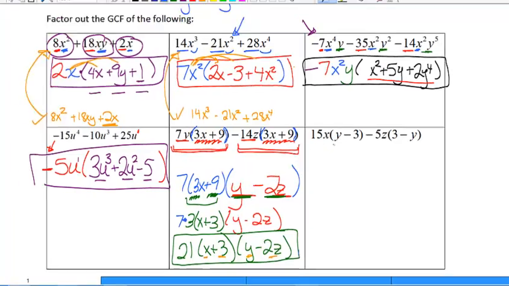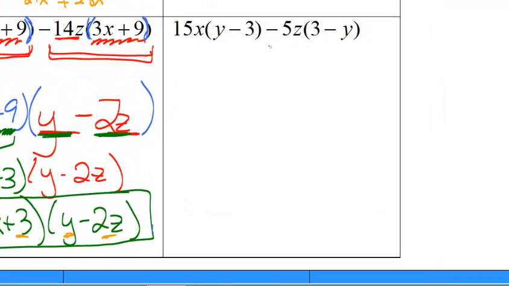On the next problem, we have 15x times the parentheses y minus 3 minus 5z times 3 minus y. Well, you might look at these two parentheses and notice that they're not exactly the same like the last problem, where we had 3x plus 9 and 3x plus 9 in both of the terms, but they're really close. Y minus 3 and 3 minus y are very close.